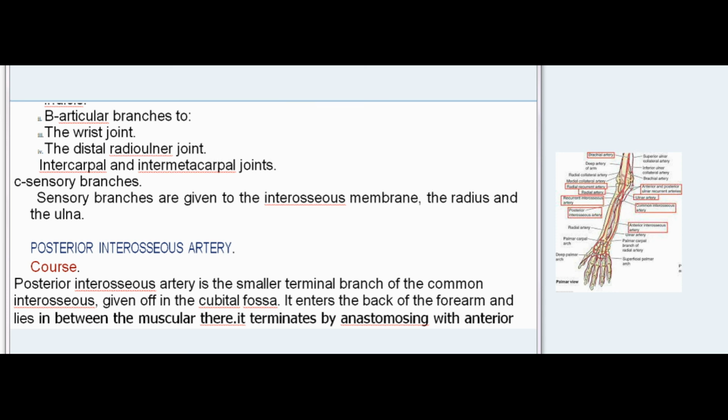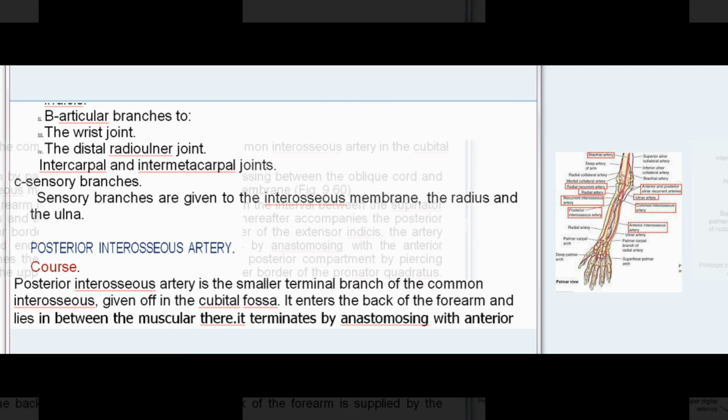Posterior interosseous artery. Course: The posterior interosseous artery is the smaller terminal branch of the common interosseous, given off in the cubital fossa. It enters the back of the forearm and lies in between the muscles there. It terminates by anastomosing with the anterior interosseous artery.